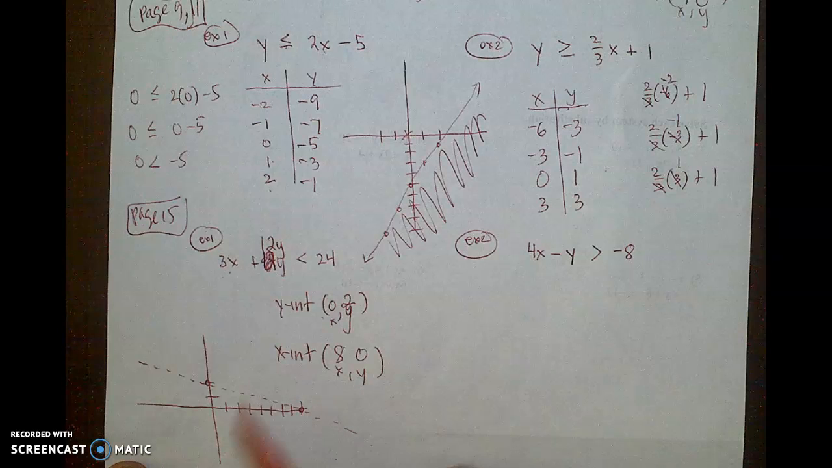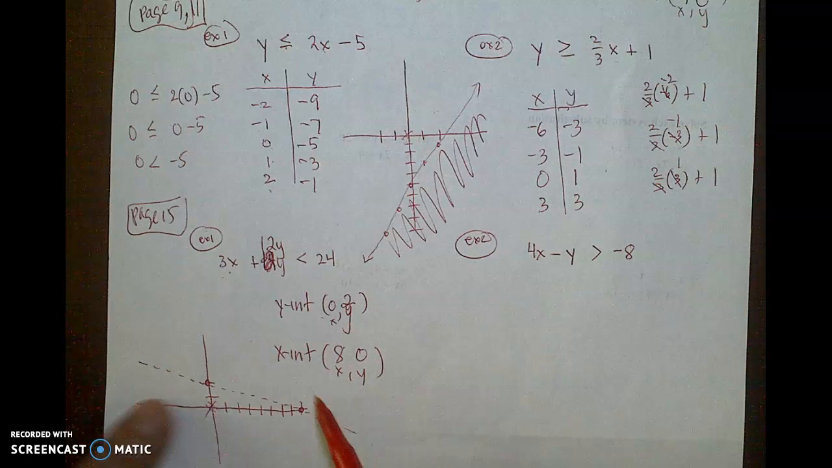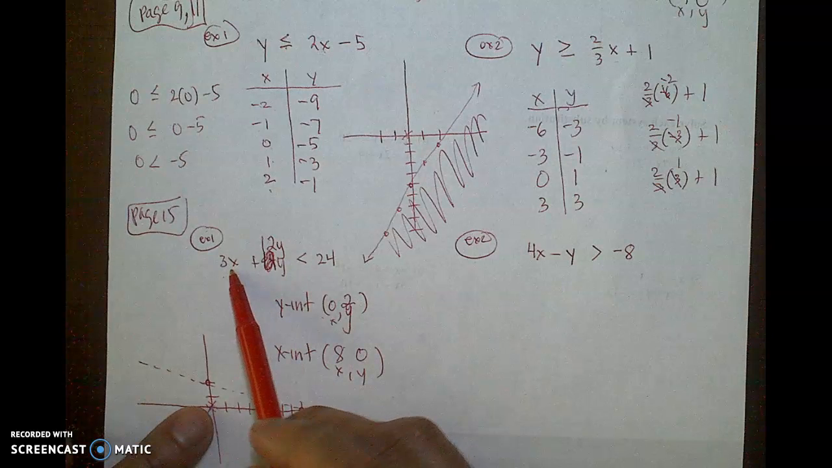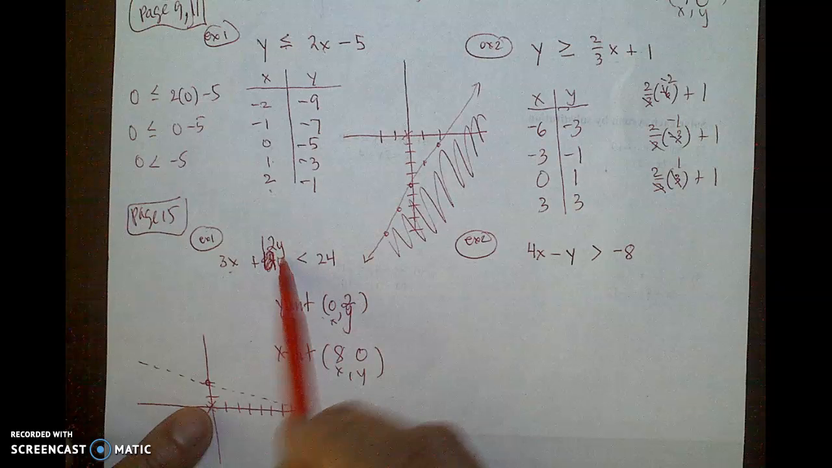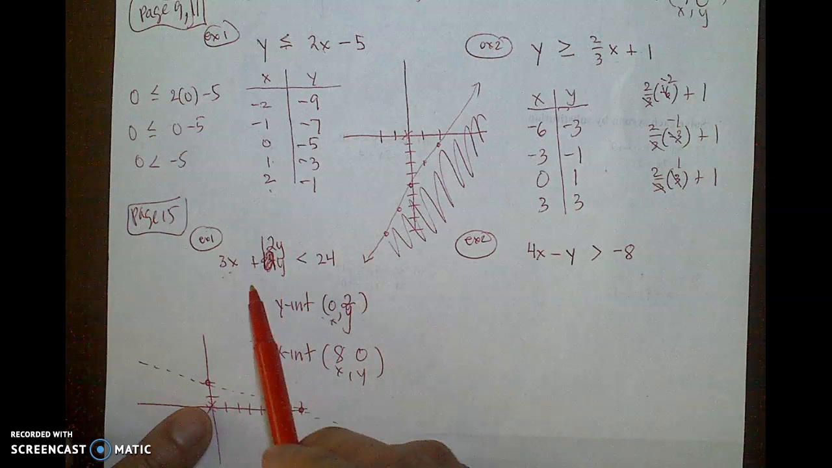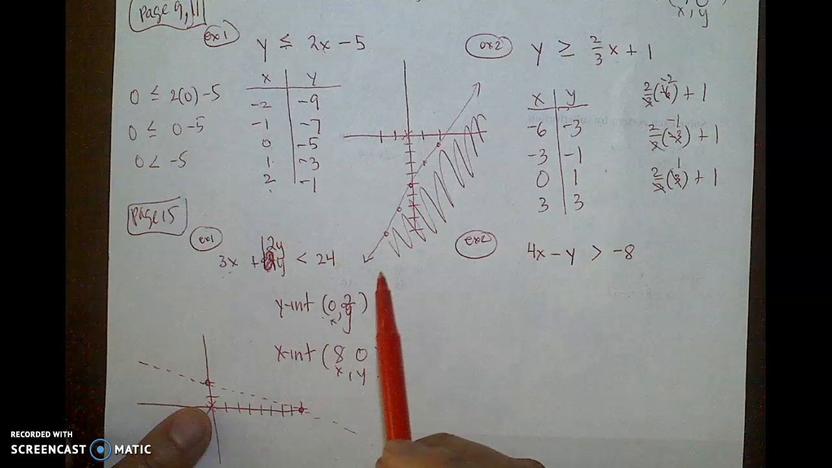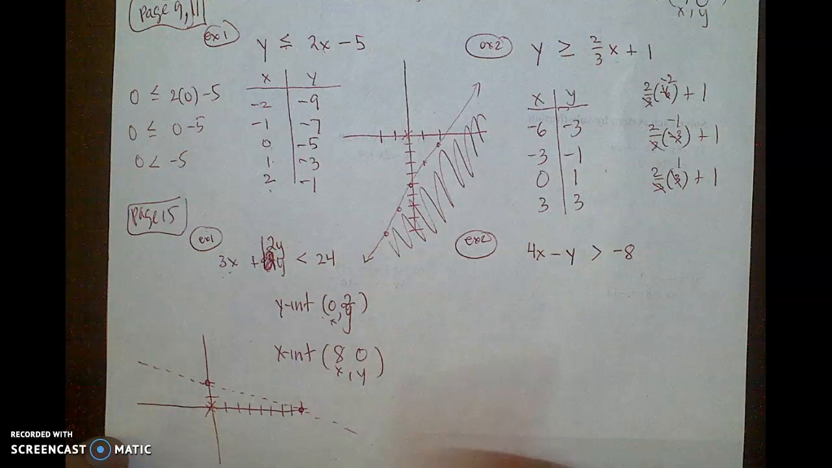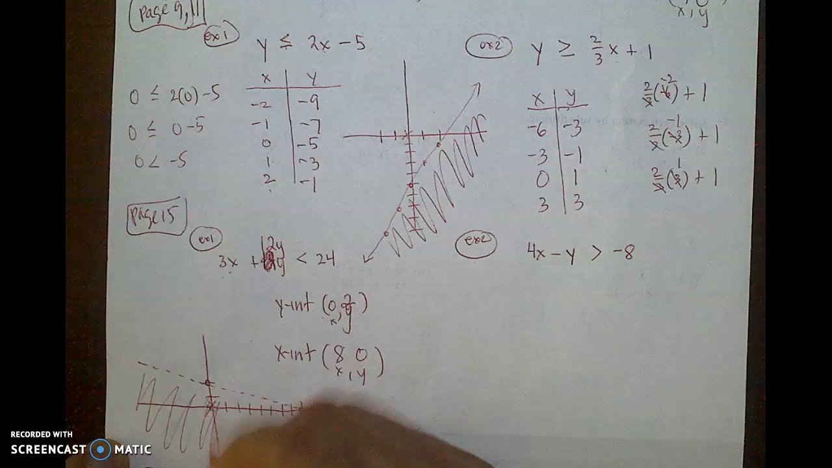Alright, now I got to figure out what side to shade. So again, I'm going to test 0, 0, because 0, 0 is right here. This is my test point. Plug 0 in for x, 0 in for y. And basically it's 0 plus 0, which is 0, which is less than 24. That's true. So I'm going to shade on this side of the line.